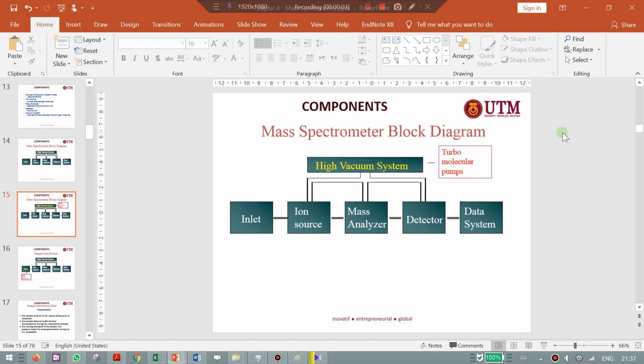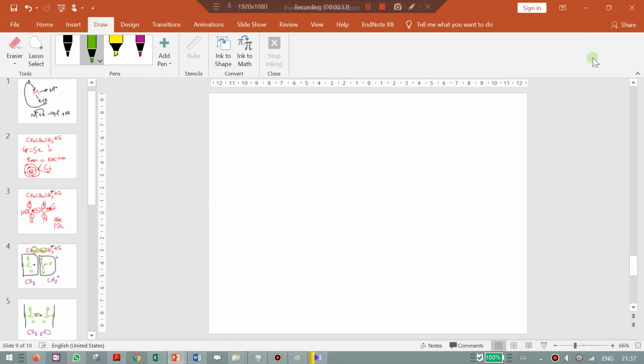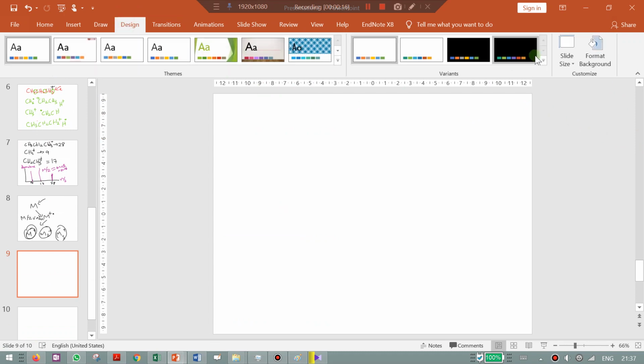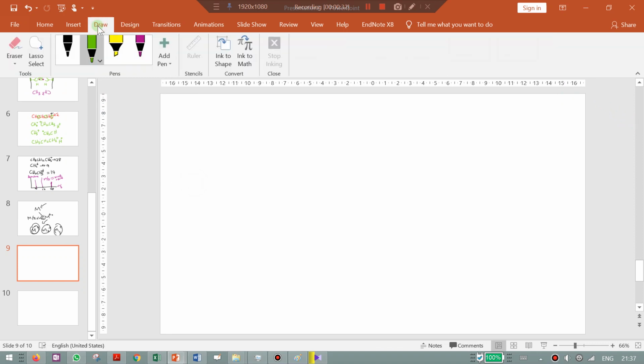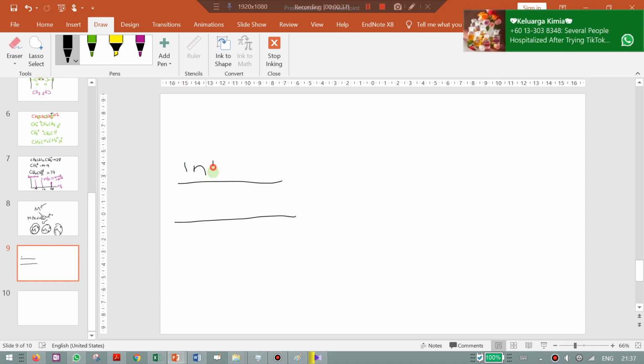Right, in the next slide, we focus on the high vacuum system. Why do we need a high vacuum system? Let me explain it like this. Actually we should learn about the sample inlet first, but it's okay, we will learn a little bit earlier before we go on. Let's say we have the sample introduction.